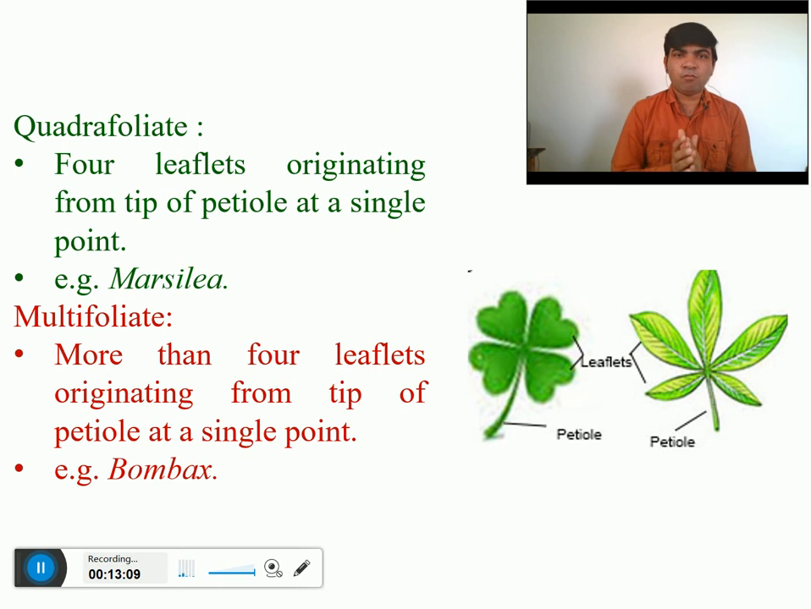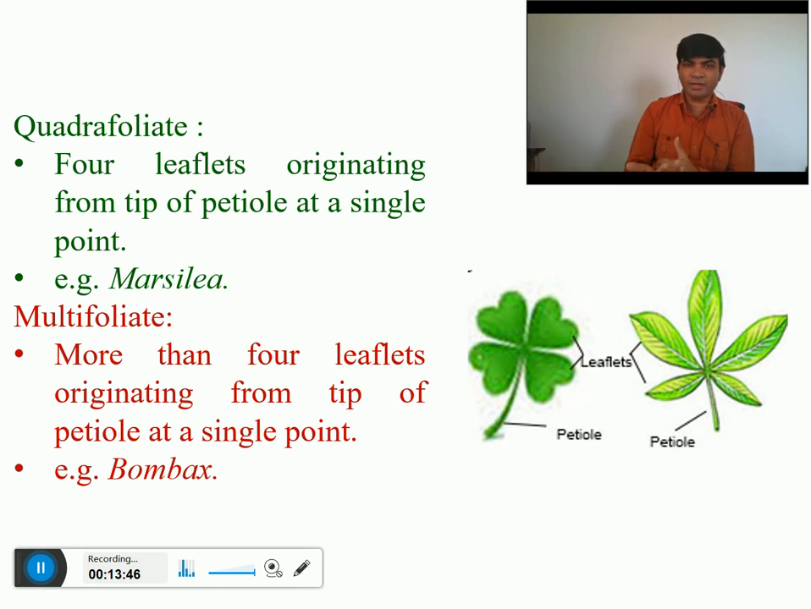Another one, quadrifoliate. Four leaflets originate from the tip of the petiole at a single point. The best example is Marsilea. We have seen this many times; we have seen this plant in the practical. It is a hydrophyte, and in the Marsilea plant we can see 1, 2, 3 and 4 leaflets arising from the tip of the petiole, from a single point. So because of this it is called a quadrifoliate palmately compound leaf. The example is the Marsilea plant.